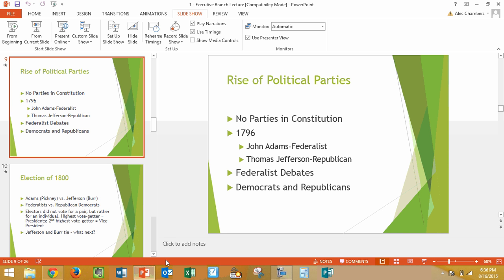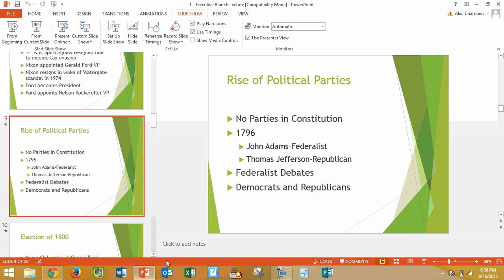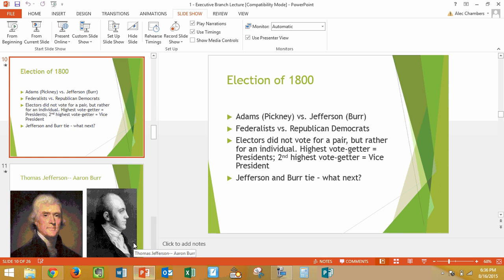The Federalists, federal means central government, so Federalists wanted a strong central government. Anti-Federalists or Republicans wanted a weak central government. They wanted more power to be in the states. We will look at the Federalist debates later in the semester and see what their main arguments were for why there should be a strong national government or why there should be a weak national government and a stronger state government. The election of 1800 is an interesting look at what goes on with presidential politics.